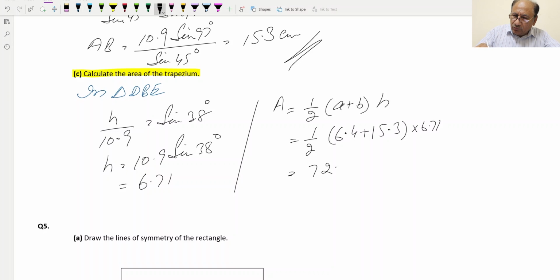72.80, this will be centimeters square. This will be the answer for this question. Hopefully you understood this. 72.82, or in three significant figures if we want to write, then we can write 72.8. This will be three significant figures, centimeters square.